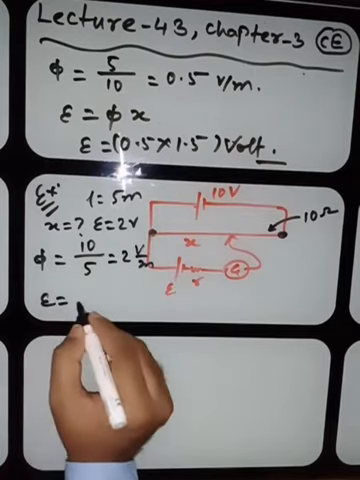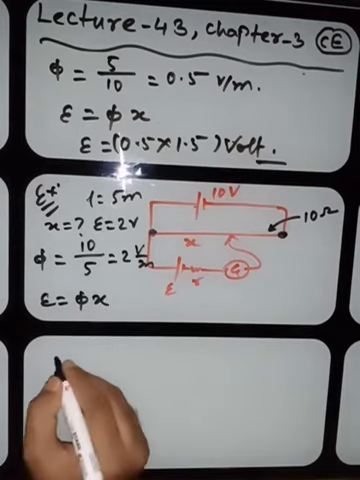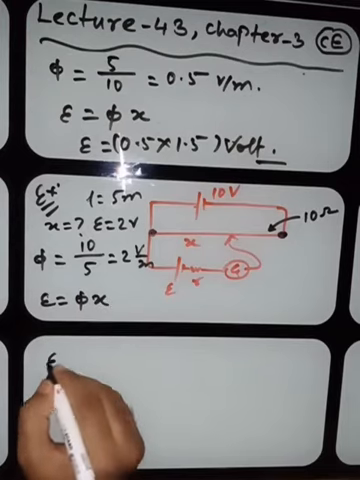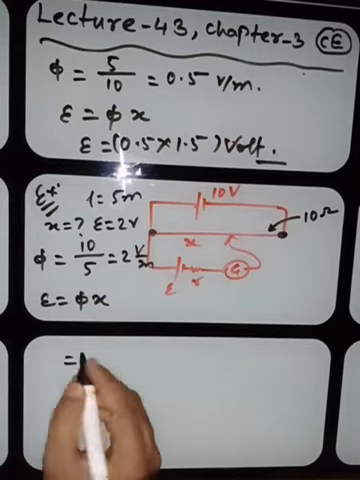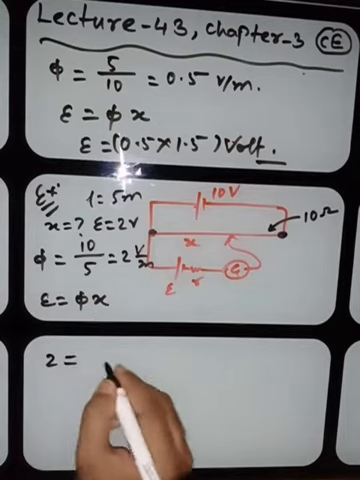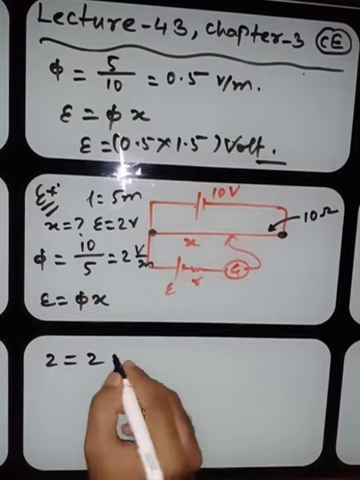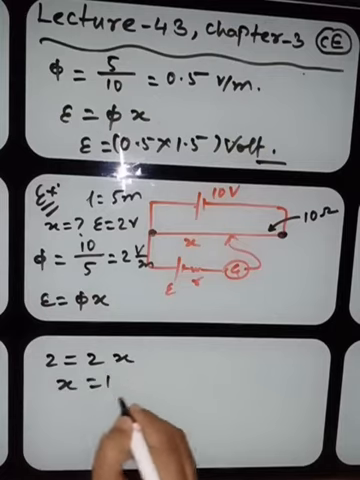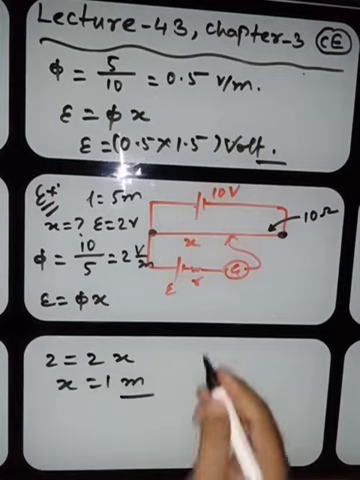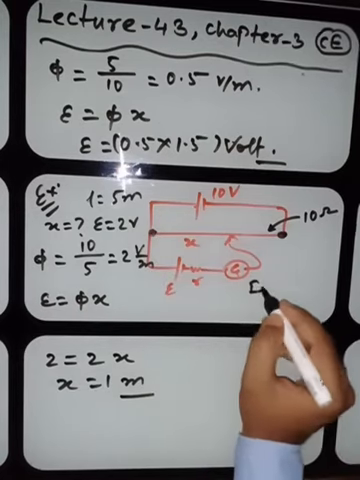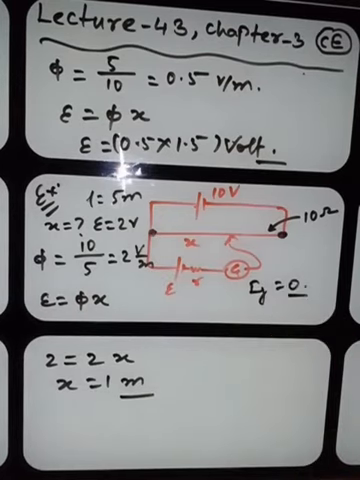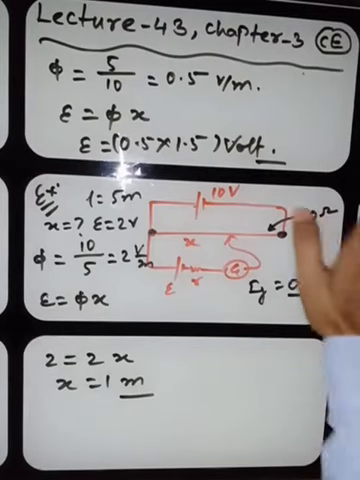Now E is phi times X. E is given, how much? It is given 2 volt. So 2 equals 2 times X, and X will be 1 meter. At 1 meter from this end, the galvanometer will show zero deflection. Okay. Now the next one.